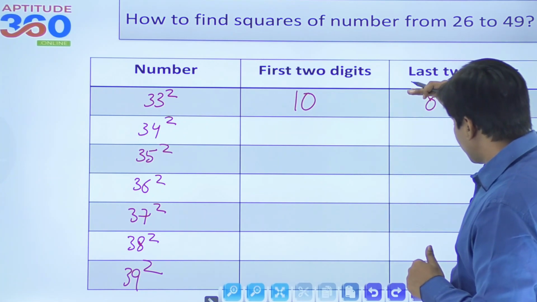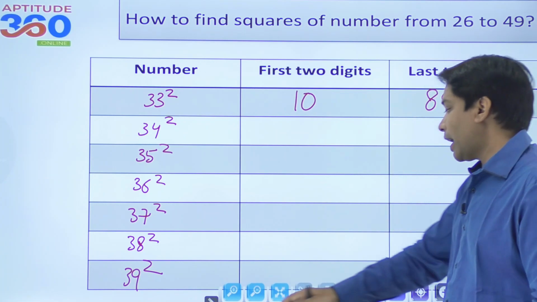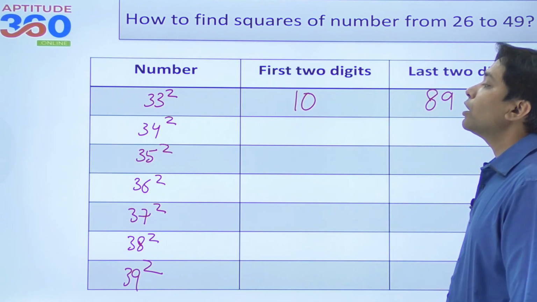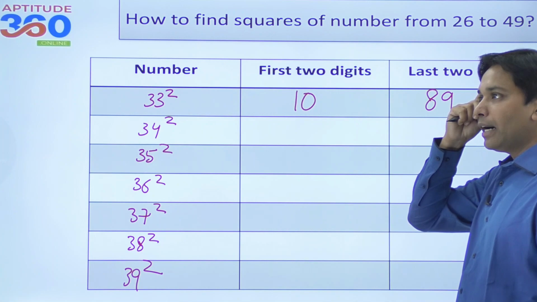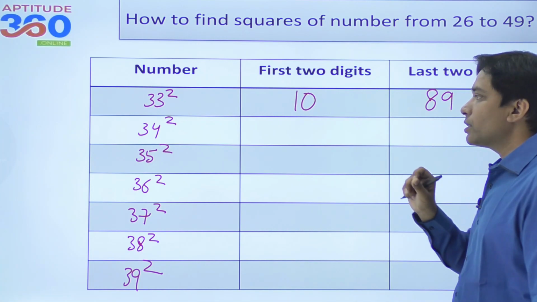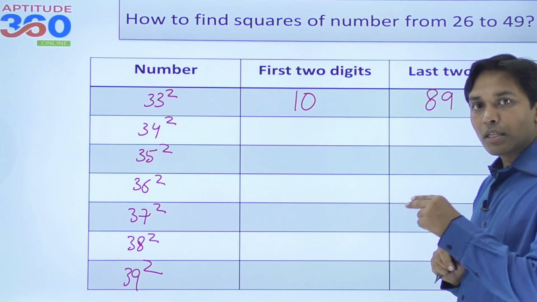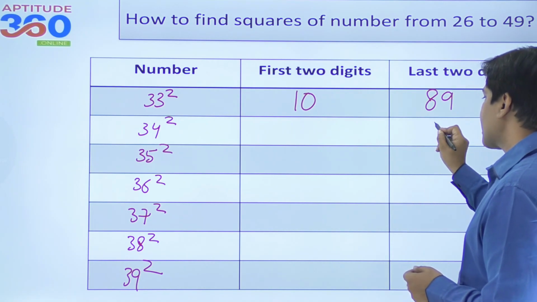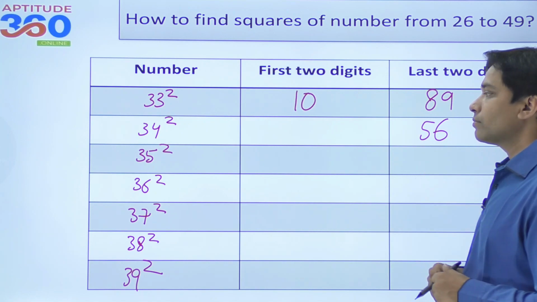What if I write these numbers without doing much? And what if I say that 34 square? If I need to find out the last two digits of 34 square, this number is 16 less than 50. 16 square is 256. So I'll write 56 out here.